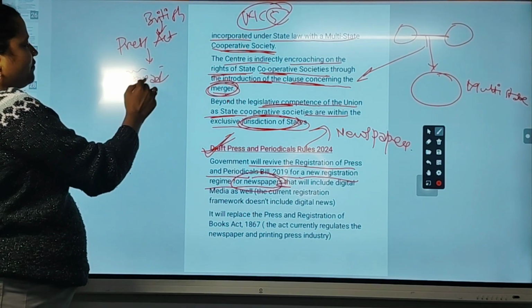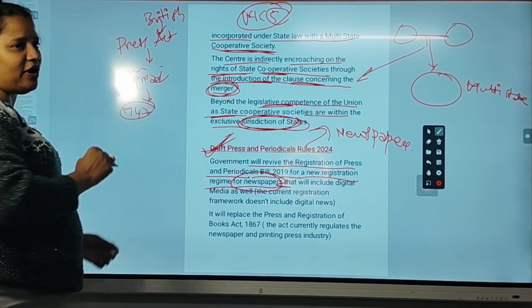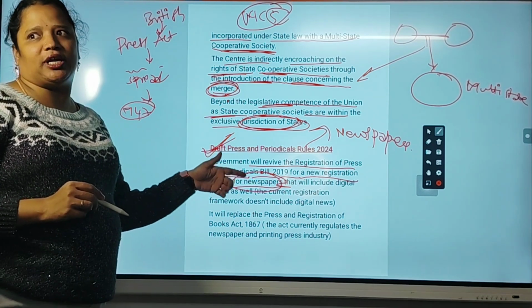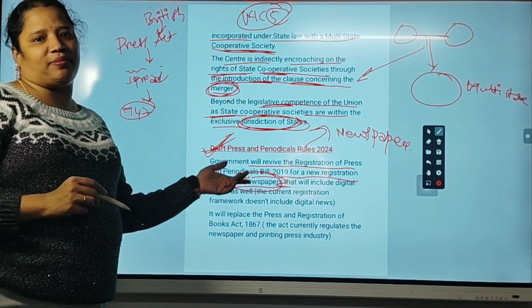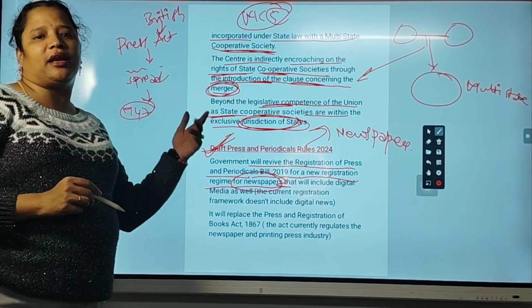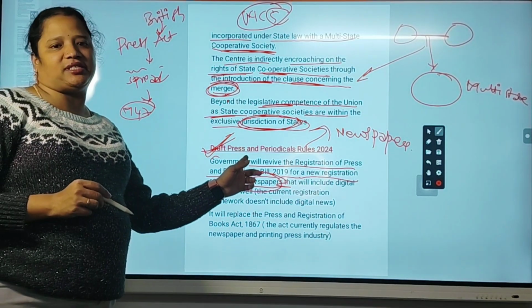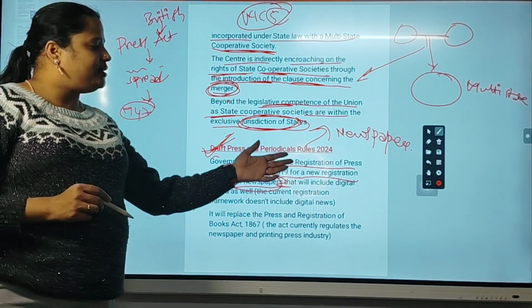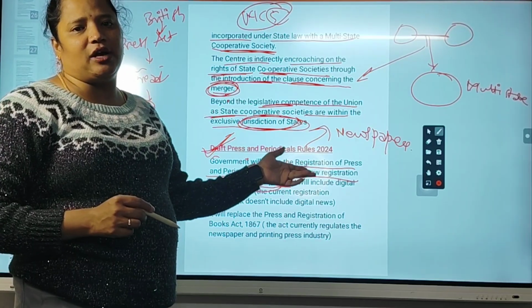In the same way, after the independent government formed in 1947, they wanted to keep some controls on the press so that it does not monopolize, does not get so much money and so much power that it can control the government. That's why this draft Press and Periodicals Bill will be introduced, and it will be amended from time to time based on the requirements of the government.